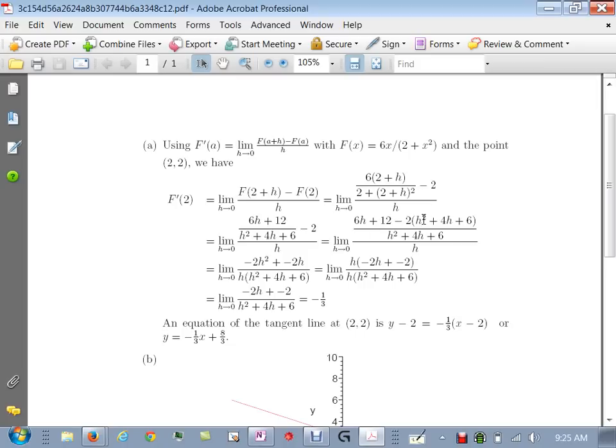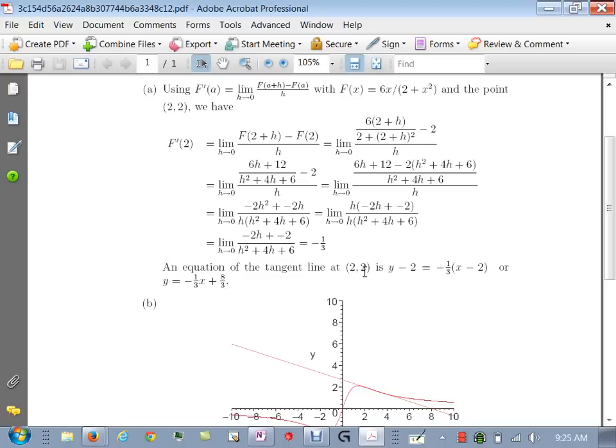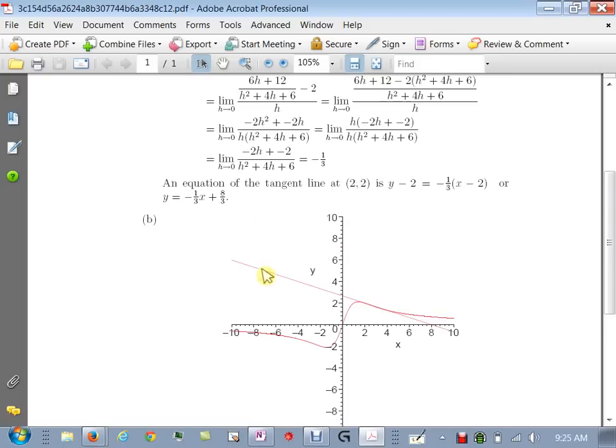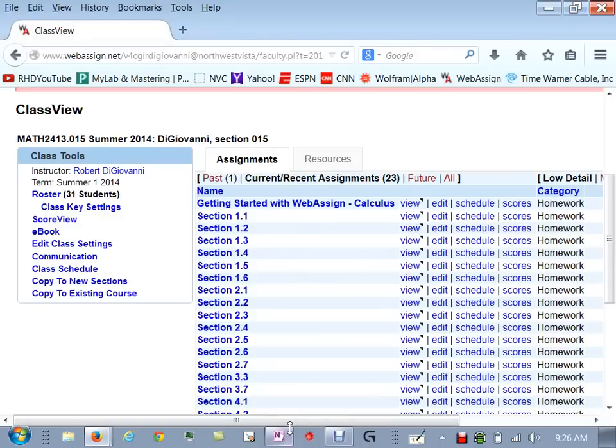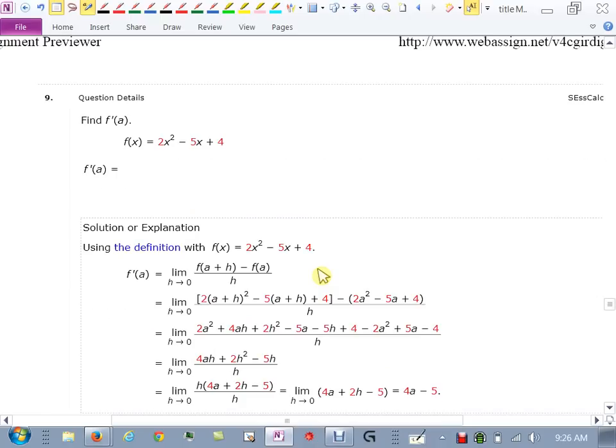Then they put those together, distributed a -2 through, got everything to cancel out. Here we have an h in both terms. They factor it out. The h's cancel. They're left with this. They let h go to 0. That goes away. They have a -2 on top. Everything here goes away. They're left with a 6. And it reduces. You get -1/3. And then they come up with the equation of the tangent line using y minus y1 equals m times x minus x1. And there it is. And then they go and they look at the graphs and compare. So that is that one. All right, this one, same sort of thing.